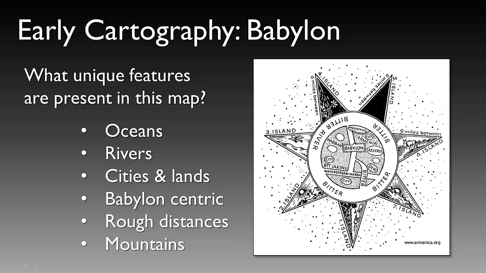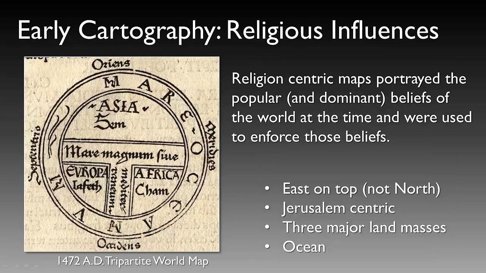So while this map isn't something that we generally understand or would think of as a map, maps have many different ways of being displayed and can contain and display many different types of information. Much early cartography was heavily influenced by religion. Religion-centric maps portrayed the popular and dominant beliefs of the region at the time they were used, and they were very much used to enforce those beliefs.